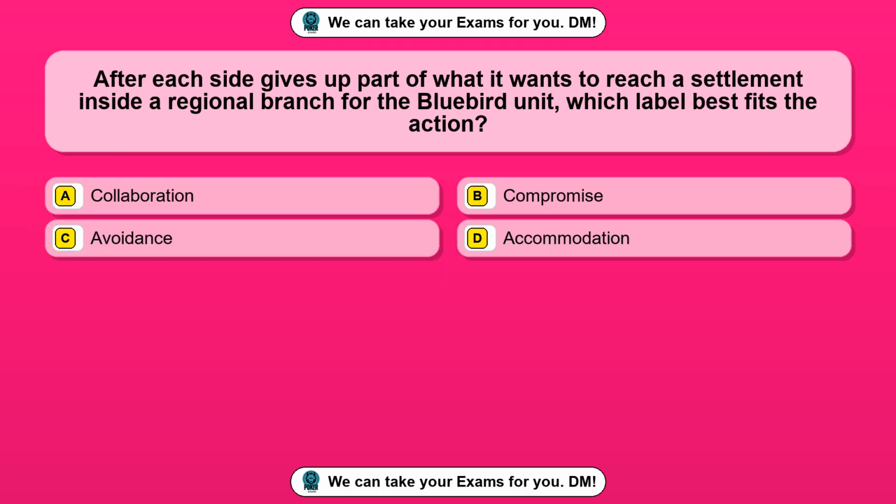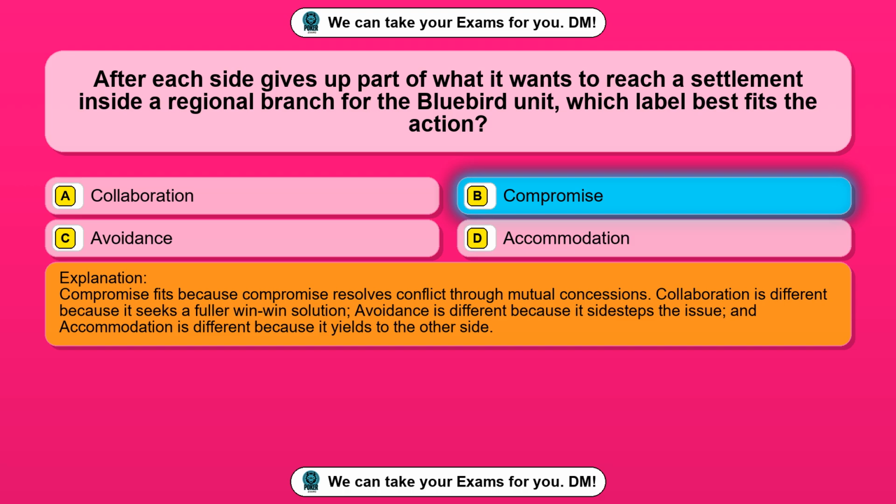Question 6. After each side gives up part of what it wants to reach a settlement inside a regional branch for the Bluebird unit, which label best fits the action? Option A. Collaboration. Option B. Compromise. Option C. Avoidance. Option D. Accommodation. The correct answer is option B.